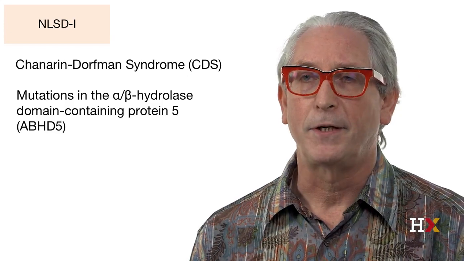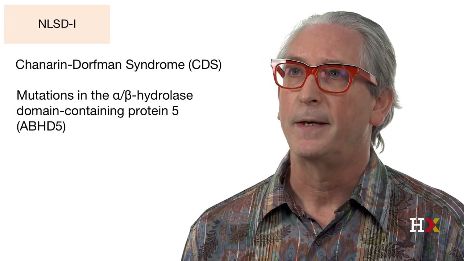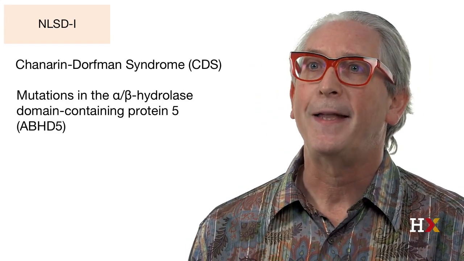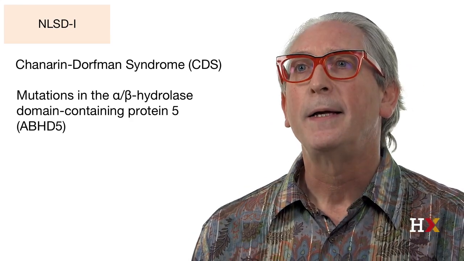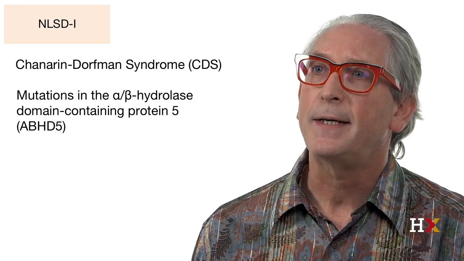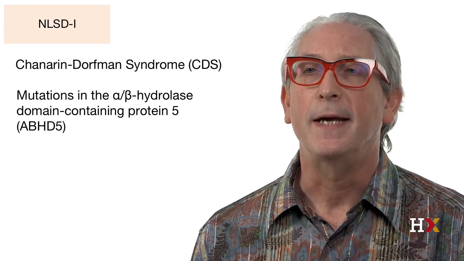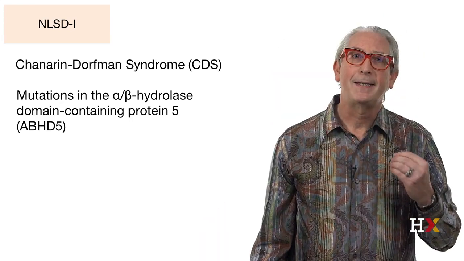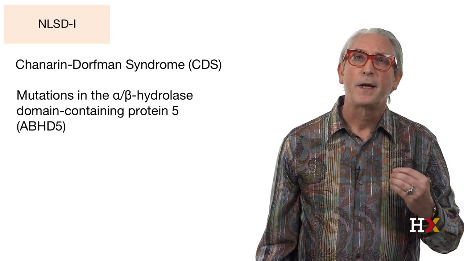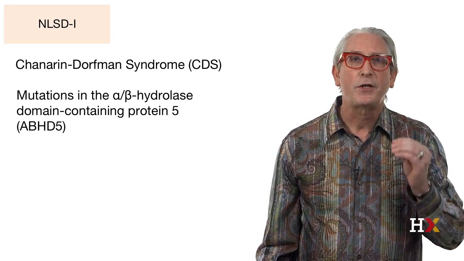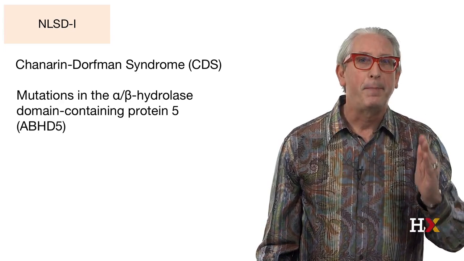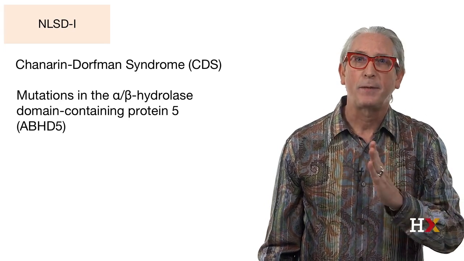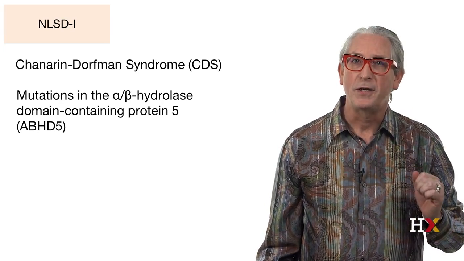Now, let's look at the other form of neutral lipid storage disease, NLSDI. In the 1970s, two physicians, Chanarin and Dorfman, did a detailed study of NLSDI. That is why this disease is also called the Chanarin-Dorfman syndrome, or CDS. This form of NLSD is associated with mutations in the gene coding for the alpha-beta hydrolase domain-containing protein, or ABHD5.